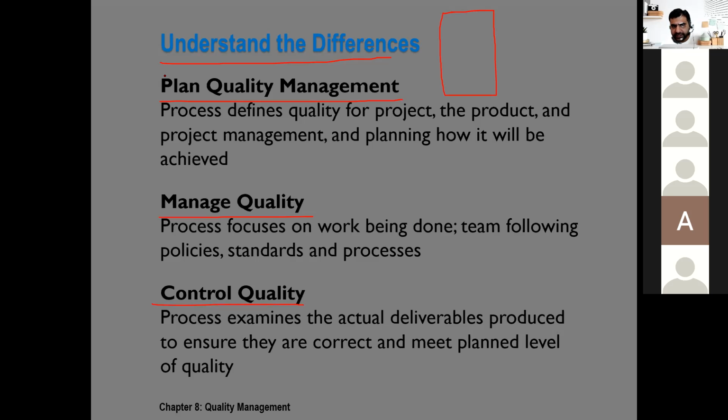Basically these are three processes. The first process is our quality management plan. It is talking about what processes will be used, what procedures will be used, what quality metrics will be used, what quality reports will be generated, who are responsible for quality related activities, and so on and so forth. Everything is decided in our quality management plan that later becomes part of our project management plan.